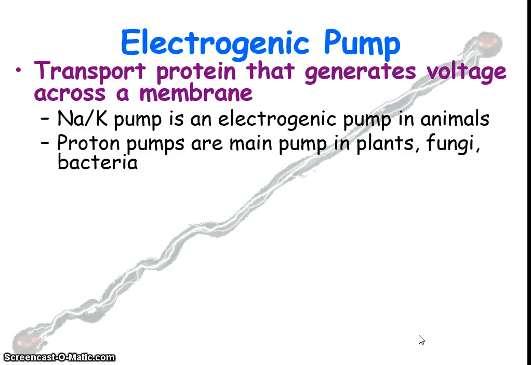Hydrogen is number one on the periodic table. It has one proton and one electron. When hydrogen forms an ion, it's H plus. That means all it is a proton. So when they say proton pump, what they're really talking about is hydrogen ions.